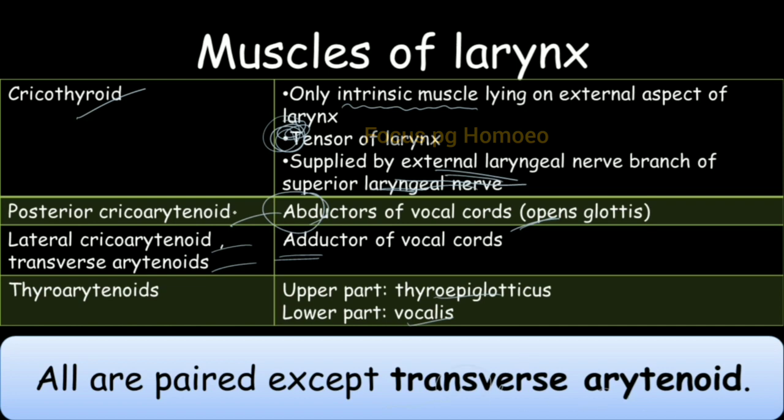Okay, I am repeating. Posterior cricoarytenoid is the abductor of vocal cord. Lateral and transverse arytenoids are adductors of vocal cord. Thyroarytenoids are divided into two parts: the upper part is thyroepiglotticus and the lower part is vocalis. And all are paired except transverse arytenoid. So next.